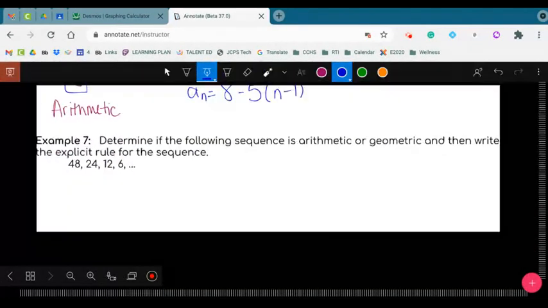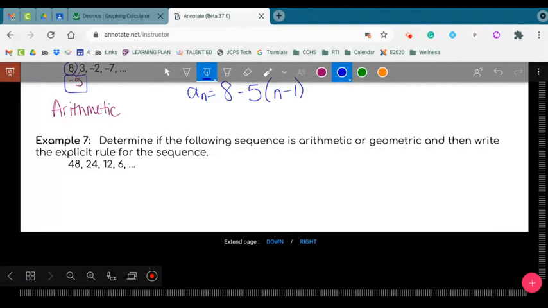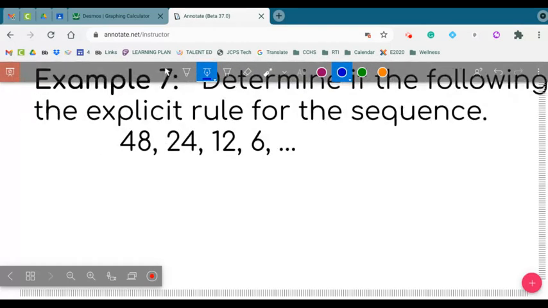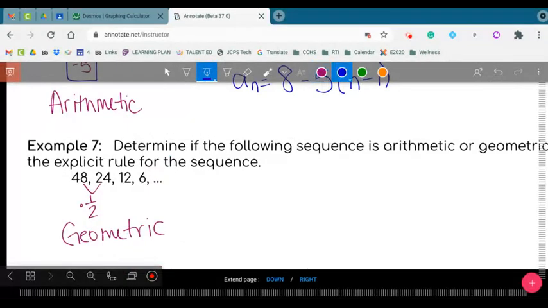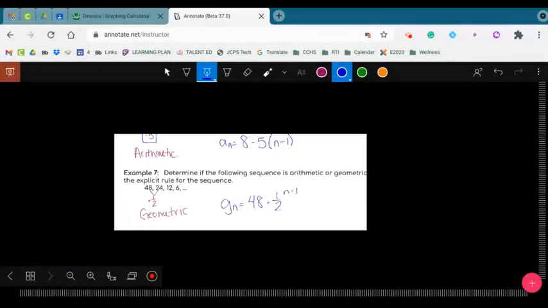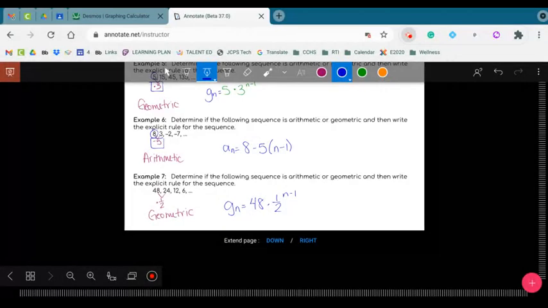Okay, last one. Determine if the following is arithmetic or geometric, and then write the explicit rule. I go from 48 to 24 to 12 to 6. Multiplying by 1/2. Geometric. So I'm going to have g sub n equals my first term, which is 48, times my common ratio, which is 1/2, and then my exponent is going to be n minus 1. Okay, let me know if you guys have any questions over this. That is it for today.